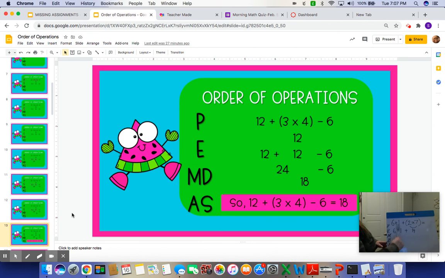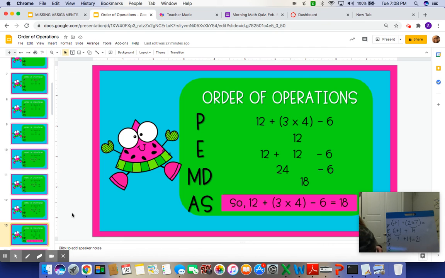So 6 plus 1 is 7. So I'm going to write that. I'm going to bring down my plus sign and my 14. Okay. Then I'm going to add 7 plus 14. And 7 plus 14 is 21. So I know that 6 plus 1 plus 2 times 7 equals 21.